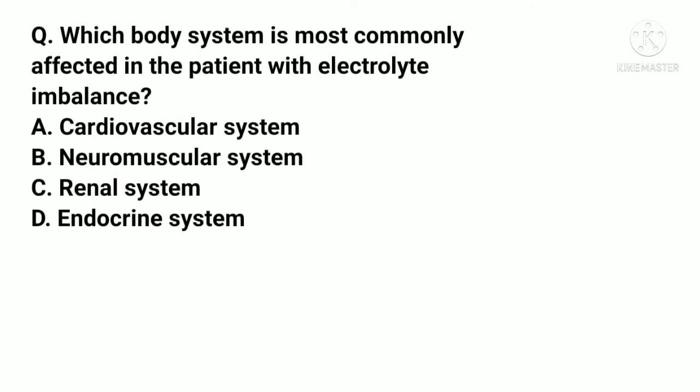Which body system is most commonly affected in the patient with electrolyte imbalance? A. Cardiovascular system, B. Neuromuscular system, C. Renal system, D. Endocrine system. And the correct answer is B. Neuromuscular system.